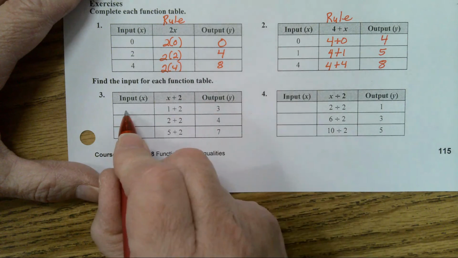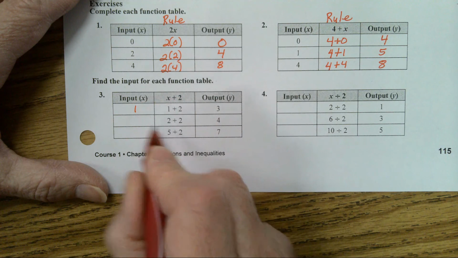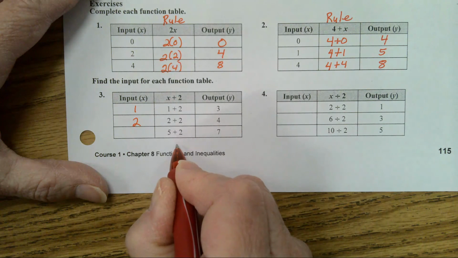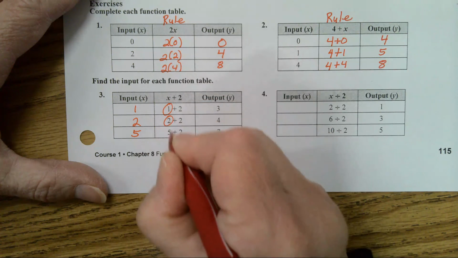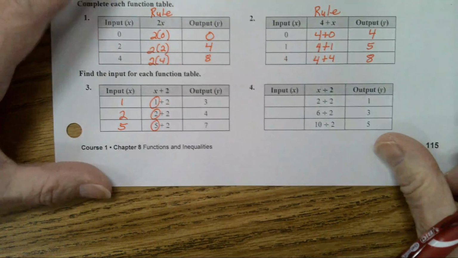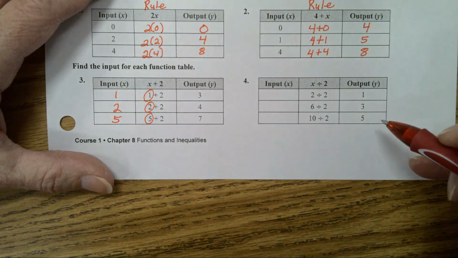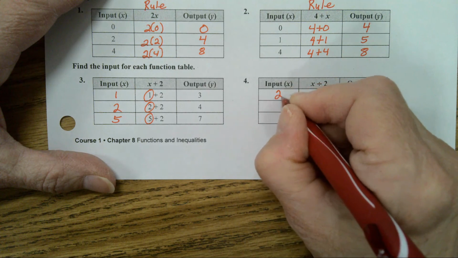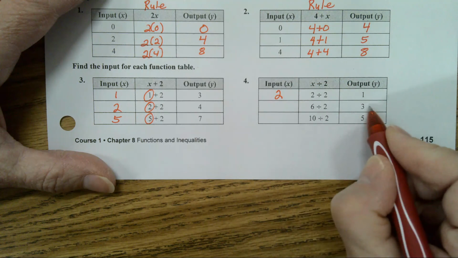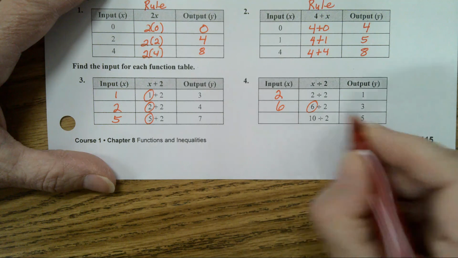What's your input in this one? 1. What's the input on this one? And what's the input on this one? They shouldn't have given you the answers here, should they? That was easy. Okay. They did the same thing in this table, didn't they? What divided by 2 is 1? 2. What divided by 2 is 3? 6. What divided by 2 is 5?